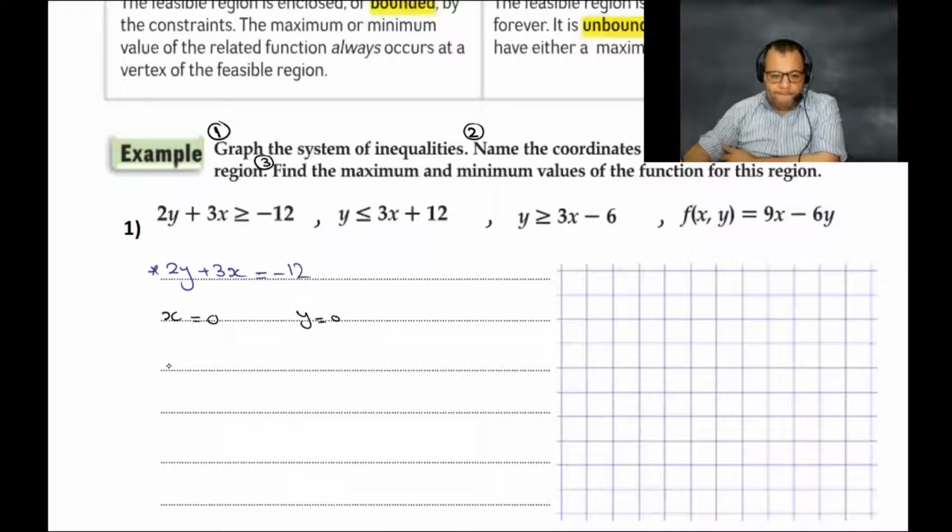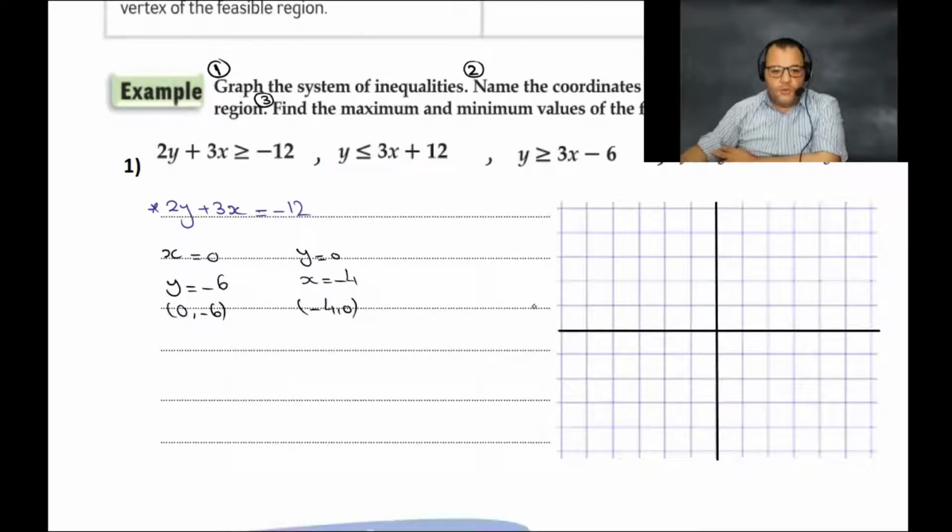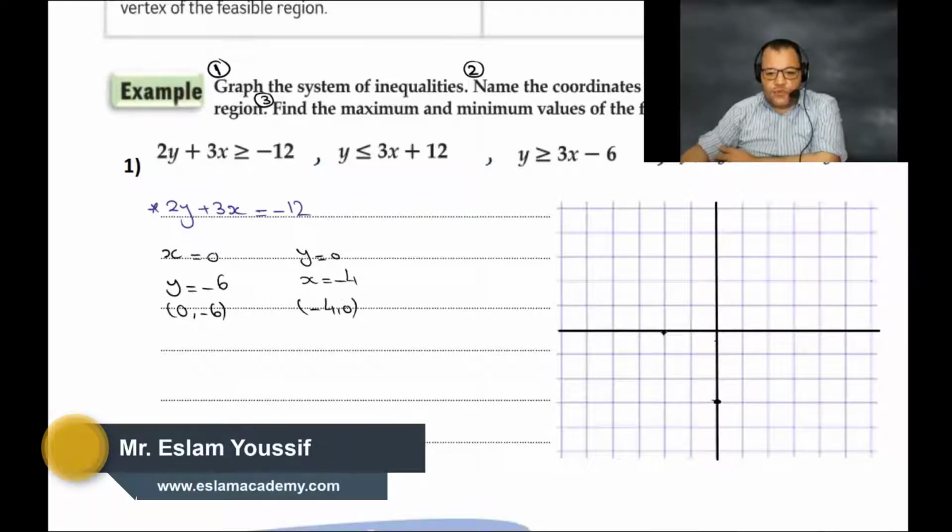For the first one, 3y equals -12, it means y equals -6. So the ordered pair will be (0, -6). For the second one, 2x equals -12, so x equals -6. Sorry, x equals -4 in the transcript, so the ordered pair is (-4, 0). So we can graph the first one. I will make the scale 2, for both the vertical and the horizontal. So the first point is (0, -6) and the second is (-4, 0).